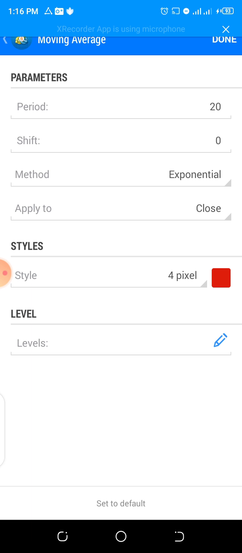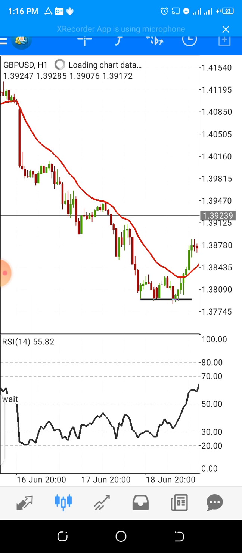So this is what I use. You can choose any color. I choose to use red. That's my custom color for 20 moving average. I use exponential, apply to close, shift 0. Then you click on done, and that's it.